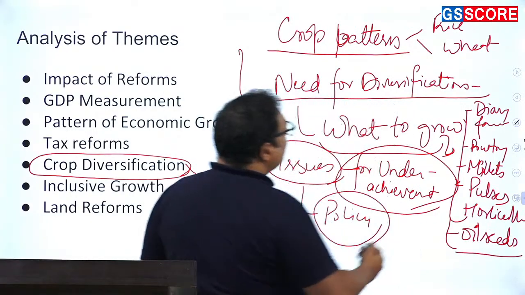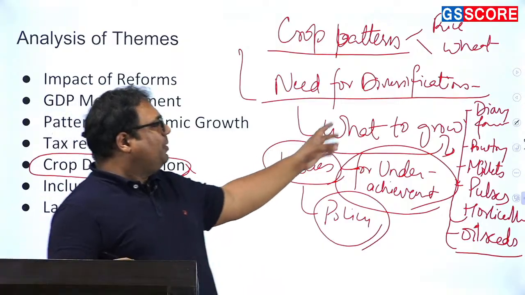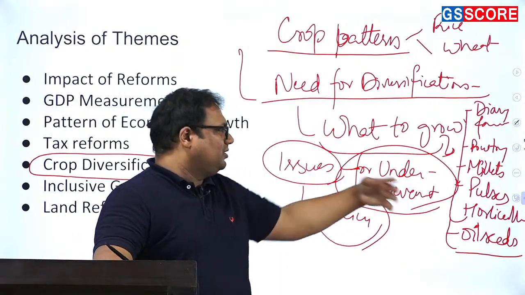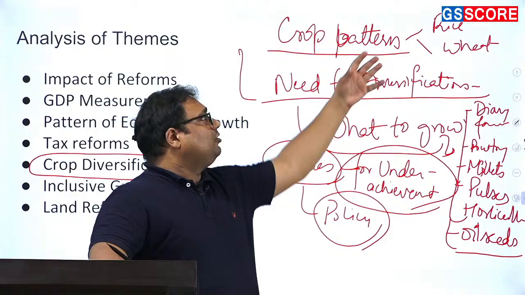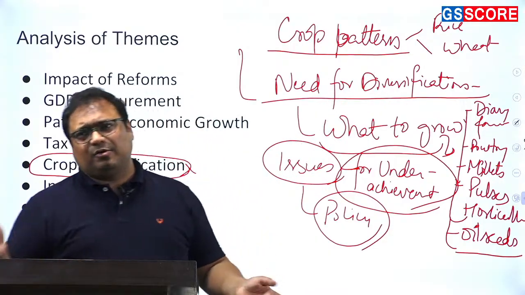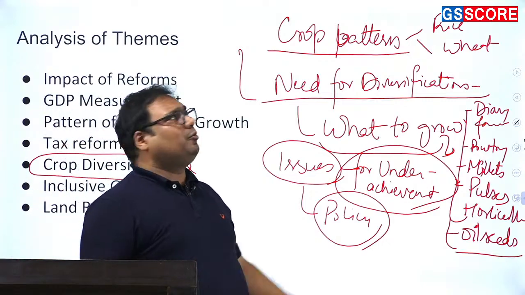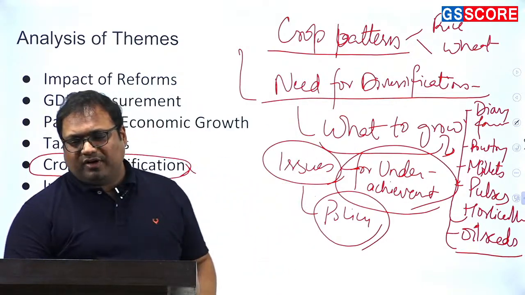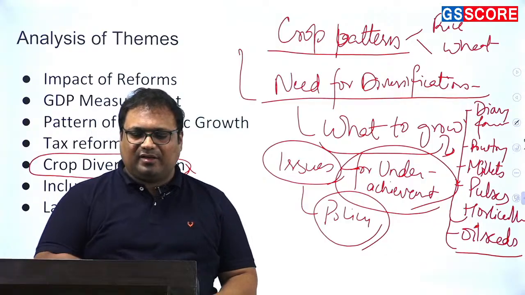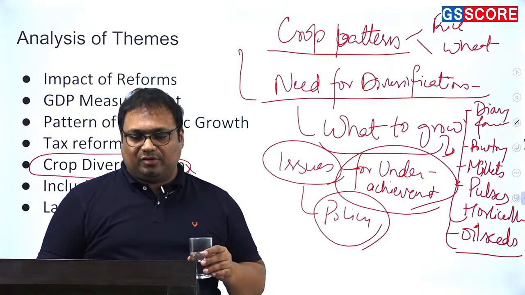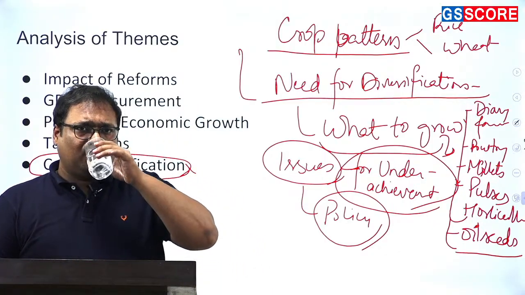So you need to look into why we are not able to. We know what we need to do. We need to grow this, but why are we not able to? Because farmers still grow wheat and rice. Why do they grow wheat and rice? Because there is MSP support. Why can't government change MSP support? Because the farmers who are growing wheat and rice are politically powerful and they protest for any change. So that is a challenge here.